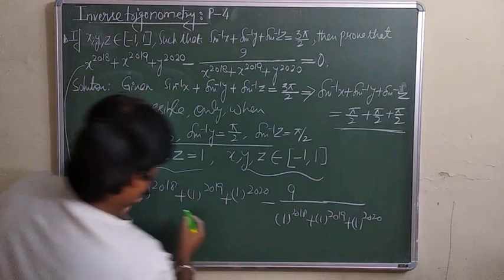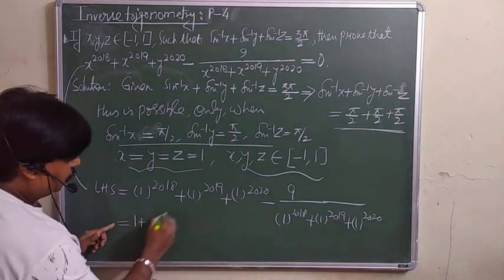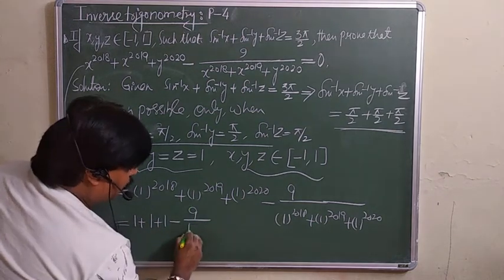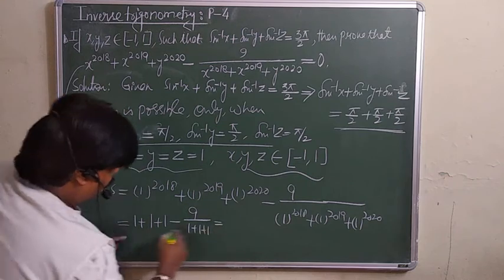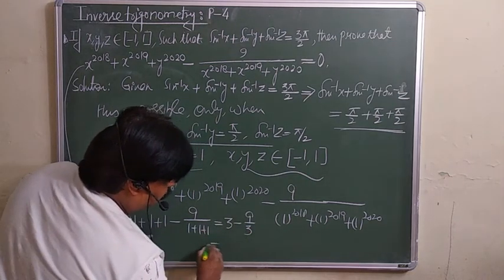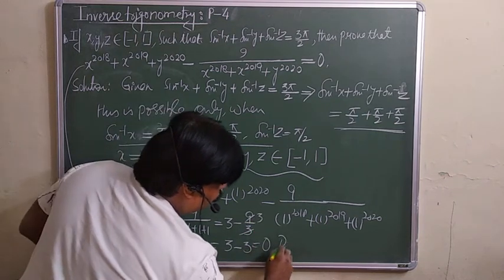Now solve this one. 1 raised to power 2018 is equal to 1. This is also 1, so 1 plus 1 plus 1 minus 9 over, you will get 1 plus 1 plus 1, which means 3 minus 9 over 3. So that is 3 minus 3, which is equal to 0. This is proved here.